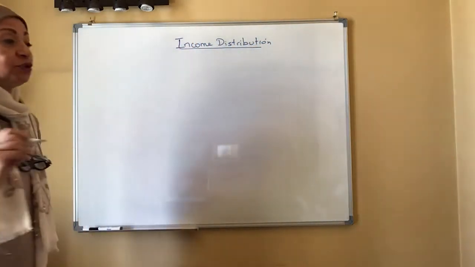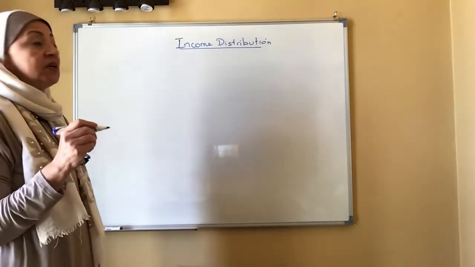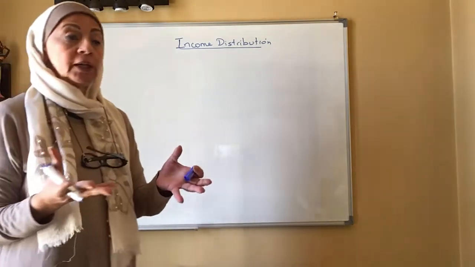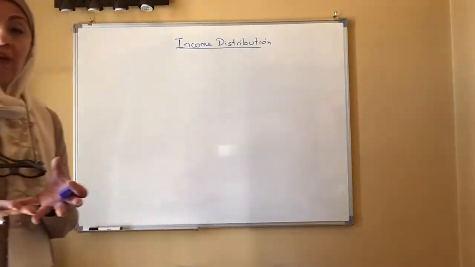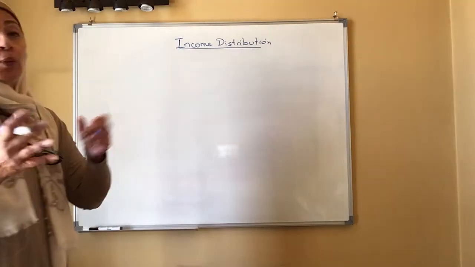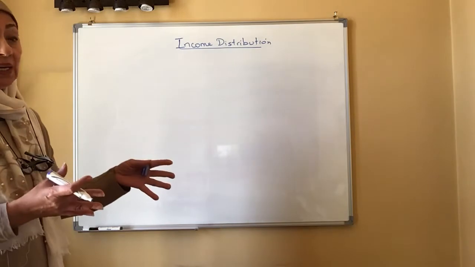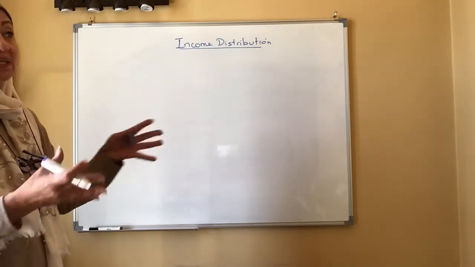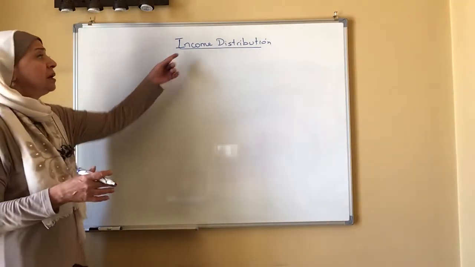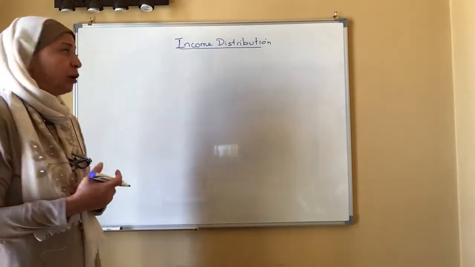When we study GDP and per capita GDP, we said that we divide the total value of output by the population. However, not everyone gets an equal amount as the others. So, in income distribution, the total production is not distributed equally among people.